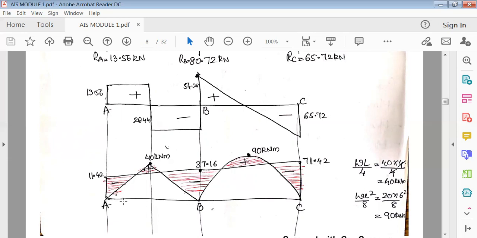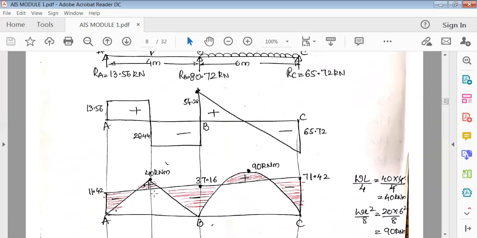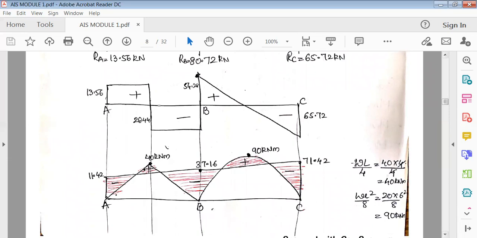All right, now at A there is a 40 kilonewton load. So for the free bending moment, I'm going to draw only the triangle first, then a parabola. First at A it is 0. Below the load it is WL by 4. Substituting the values, it is 40 into 4 divided by 4, so it is 40 kilonewton meter. Mark this. Then come back to B, it is 0.